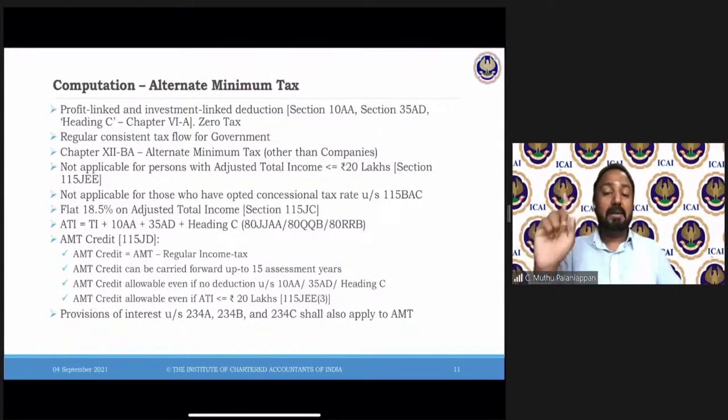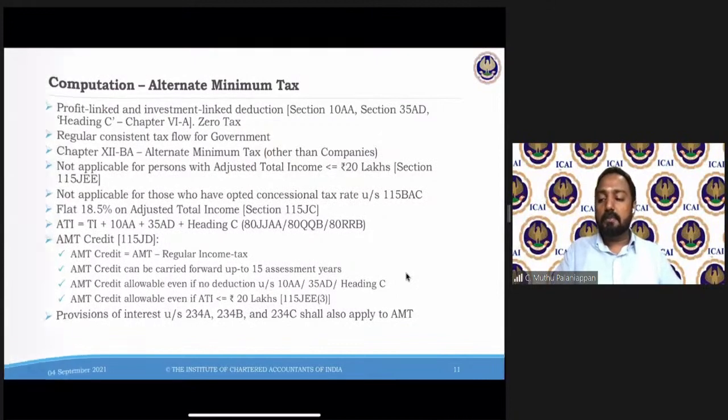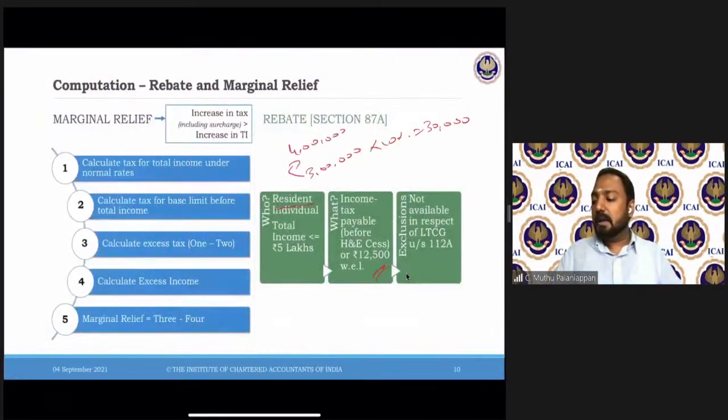Vijay has asked whether rebate is applicable for 115BAC. No, I'll anyways cover it now. As far as this 115BAC goes, you cannot claim rebate. So this rebate is not applicable for this 112A. In this new section also, you are not eligible for your rebate.